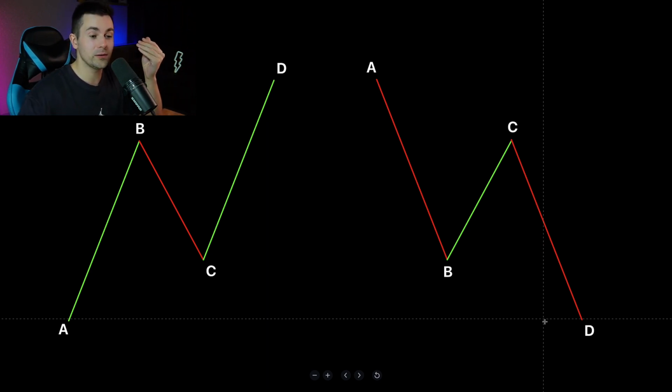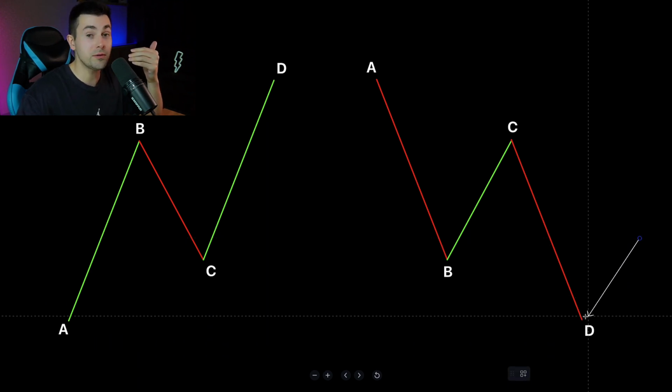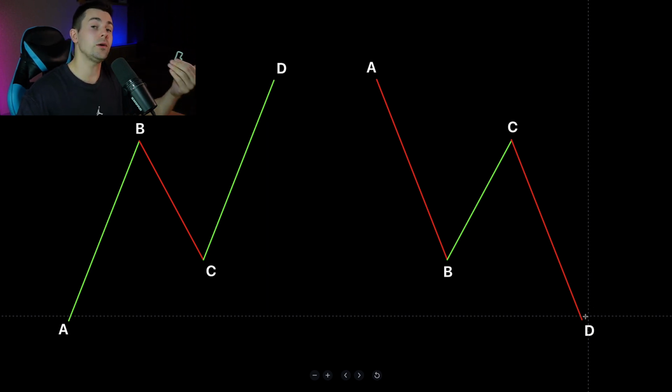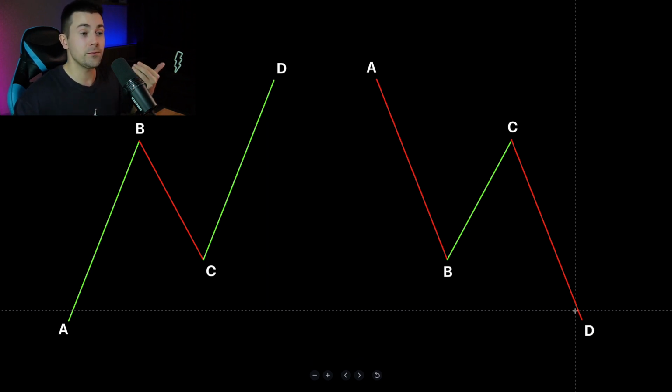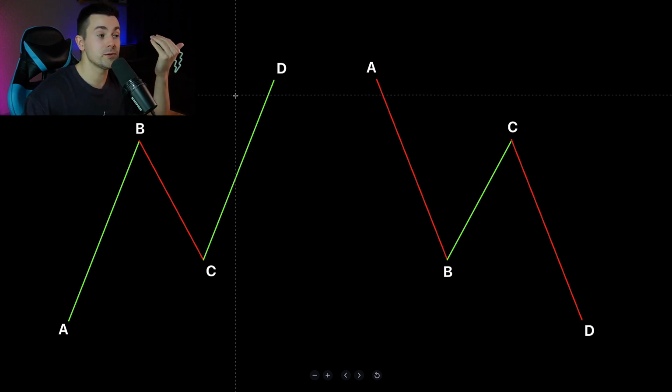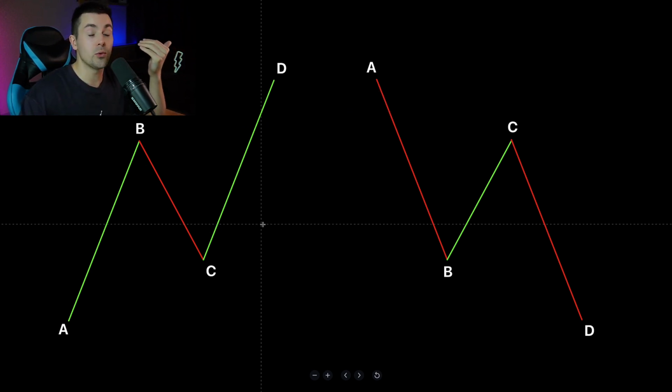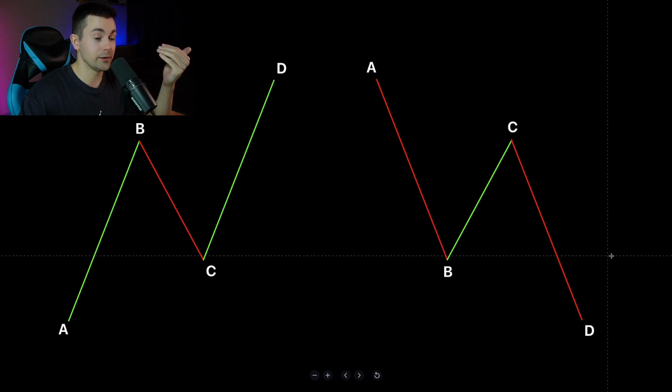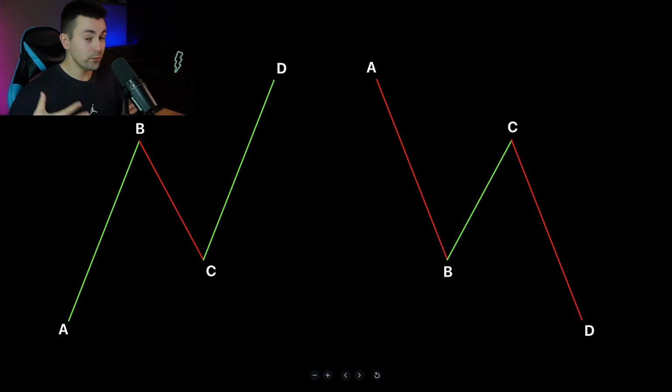Once the market completes the pattern, once the market is trading around the D point, you should look for confirmation. Your task will be to analyze the price action and to look for the confirmation of the strength of buyers, if we are talking about a bullish Harmonic ABCD pattern, or the confirmation of the strength of sellers, if we spotted a bearish Harmonic ABCD pattern. And by confirmation, I mean the reversal pattern.